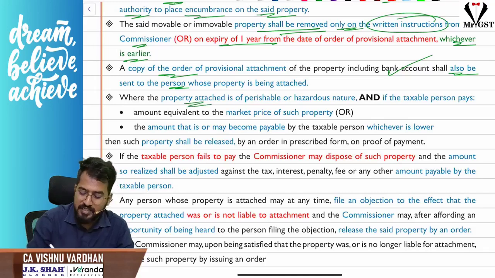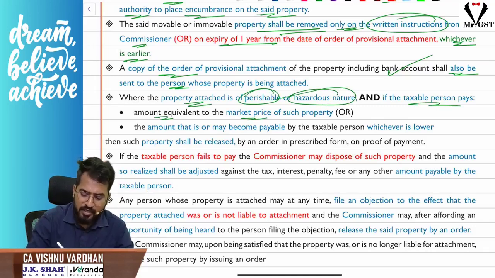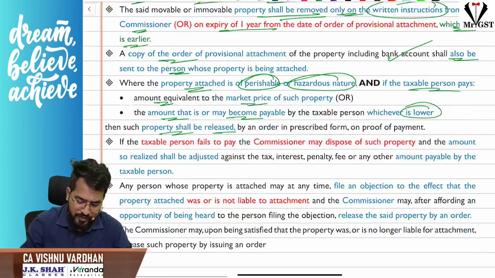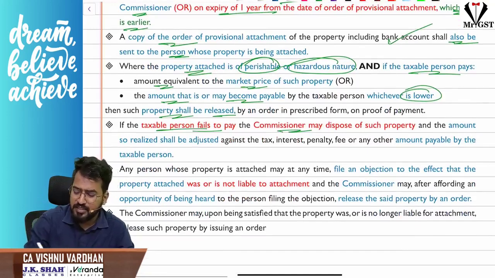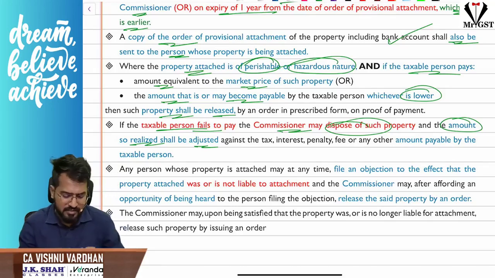Where the property attached is perishable or hazardous in nature, and if the taxable person pays an amount equal to the market price of that property or the amount that is due from him, whichever is lower, then that property will be released by the officer. If the taxable person fails to pay, the commissioner may dispose of the property and the amount so realized shall be adjusted against his liability, that is obvious.